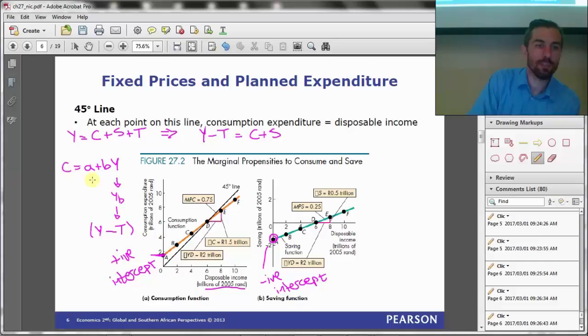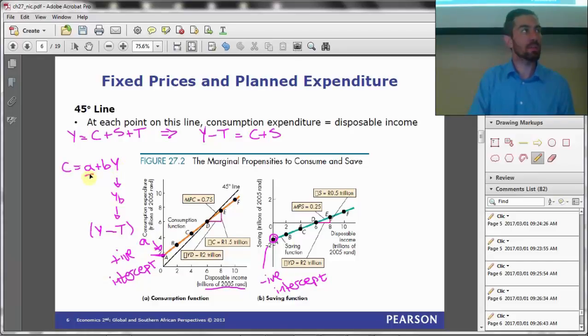In our consumption function, A, I said, was the amount of consumption even if you've got 0 income. So where would A be on our graph? It would be our intercept. Surprise, surprise. We've got a linear function. C is a function of Y.